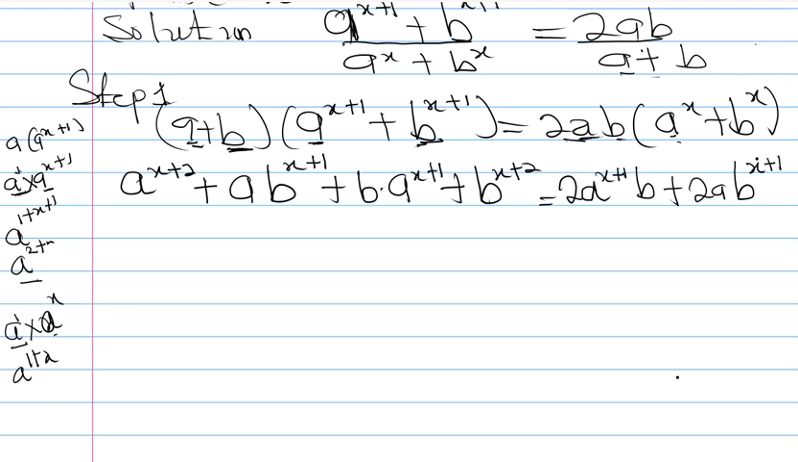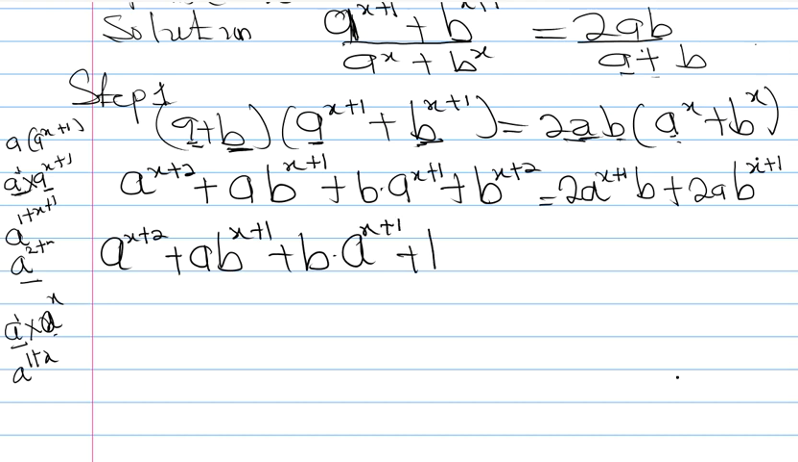Now the next thing we are going to do here: a^(x+2) plus ab^(x+1) plus b times a^(x+1) plus b^(x+2). Let me collect this one, take this one to this side, minus 2a^(x+1) b minus 2ab^(x+1). Everything is equal to 0, right? Now let me arrange this properly.